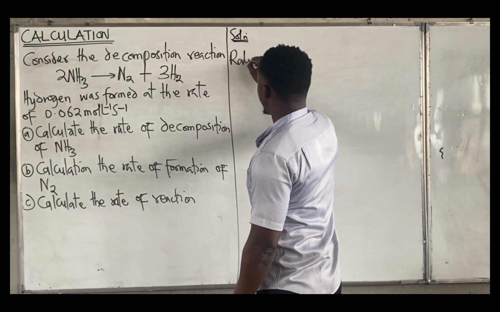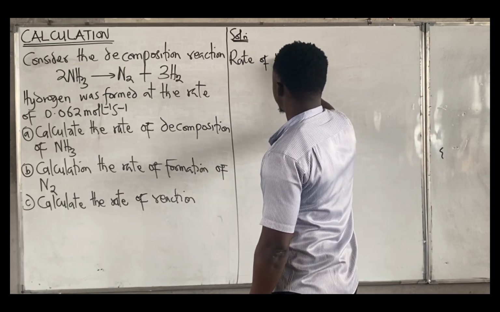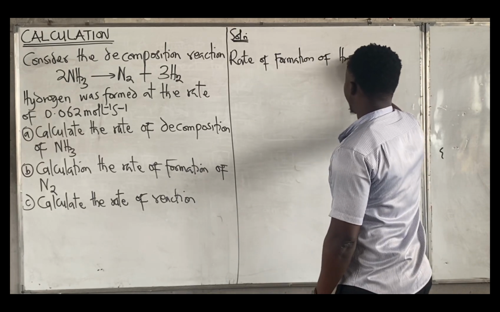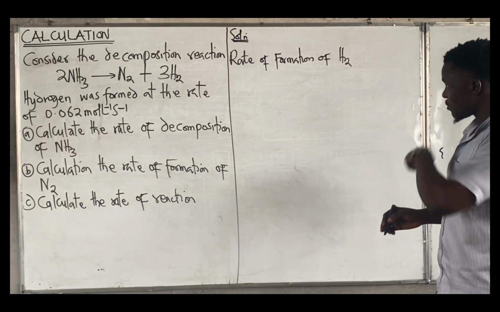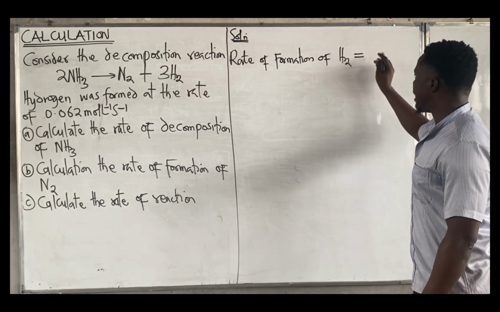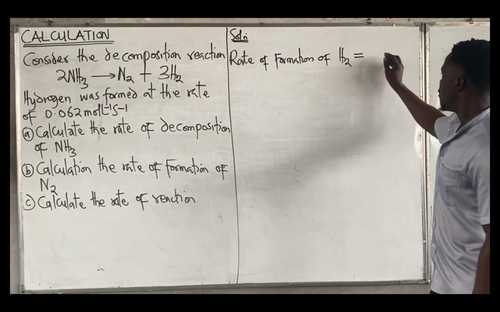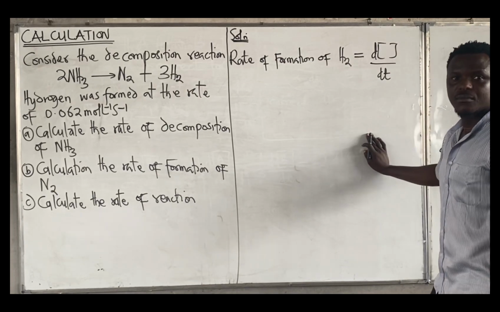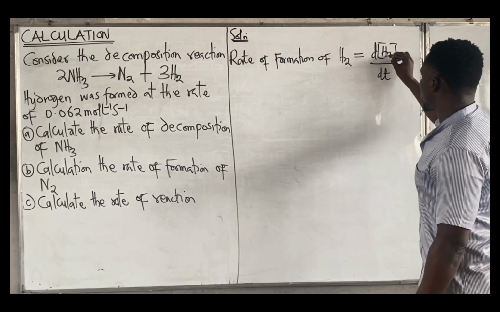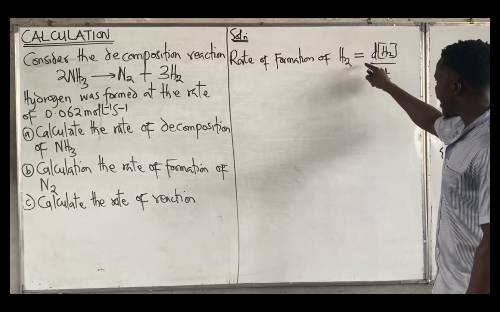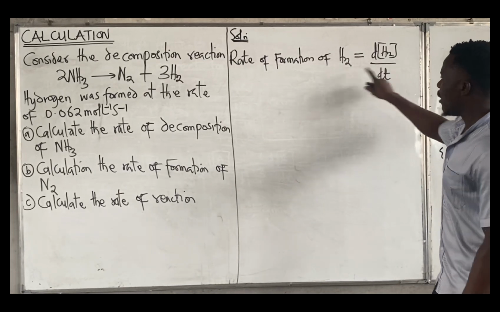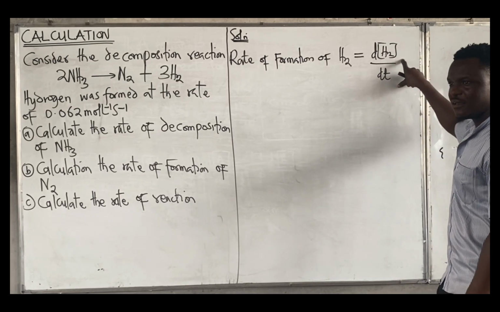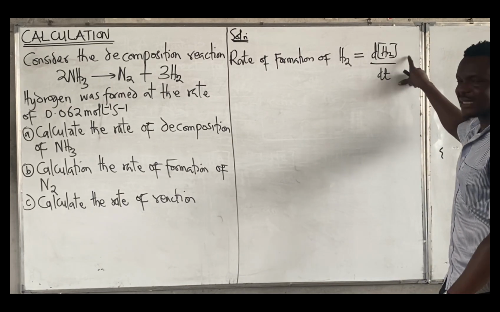So we're going to say rate of formation of hydrogen. Please, if you convert this to a mathematical expression of rate, remember rate is change in concentration all over time. And since it is hydrogen in question, rate of formation of hydrogen is this. Whether or not it says formation, this is the definition of the rate of hydrogen, if you're asked to interpret this.